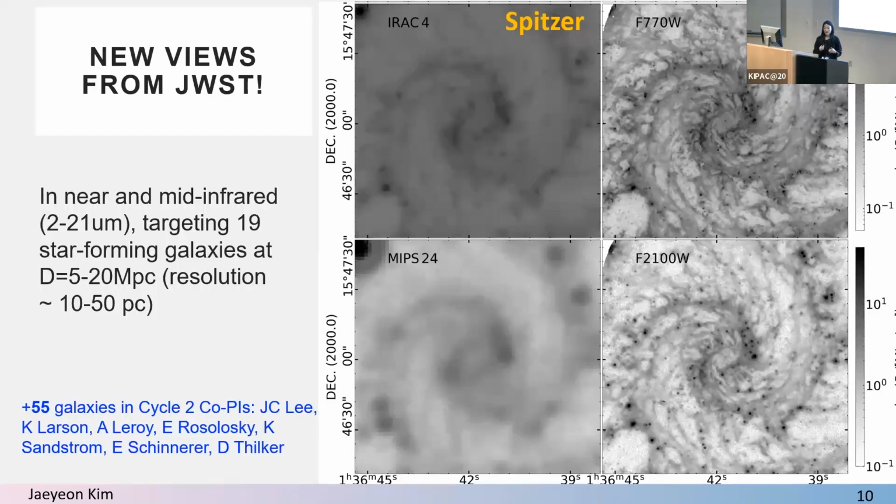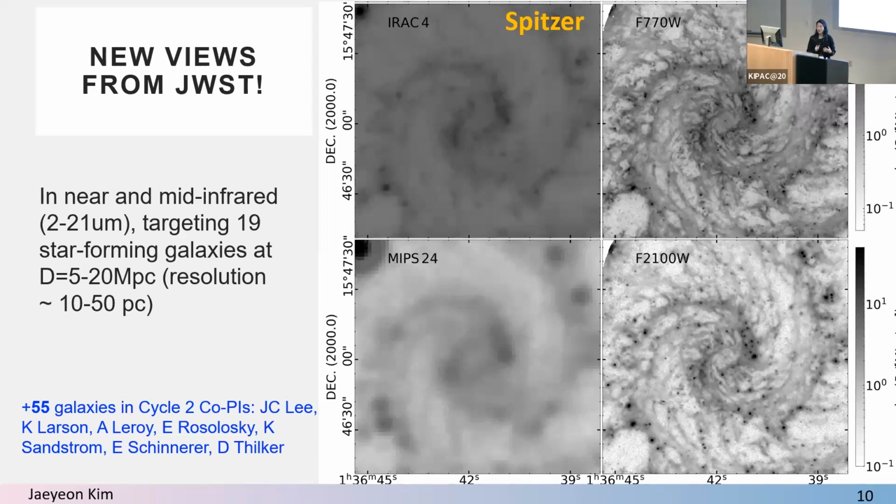So here, as I mentioned earlier, the other limitation was the lack of high resolution observations in mid-infrared. However, now JWST is revolutionizing this view. Compared to Spitzer, JWST has about 8 times better sensitivity and resolution, and you can see the significant differences already in this figure. So with PHANGS, we have observed 19 galaxies at wavelengths from 2 to 21 microns, and these images have physical resolutions of 10 to 50 parsecs.